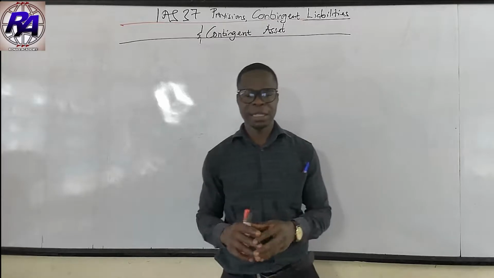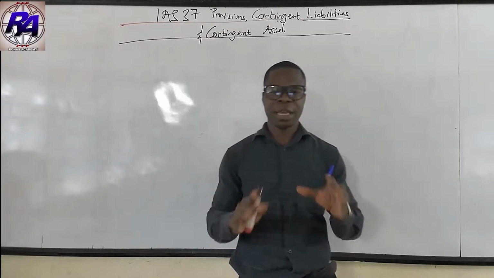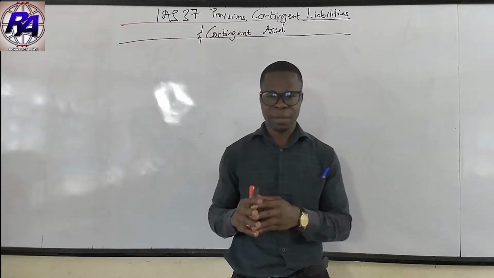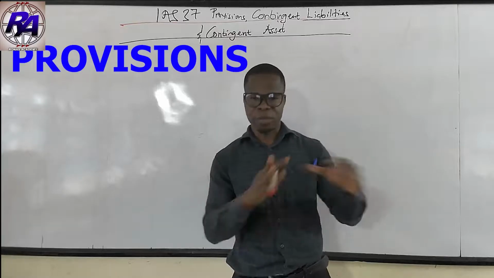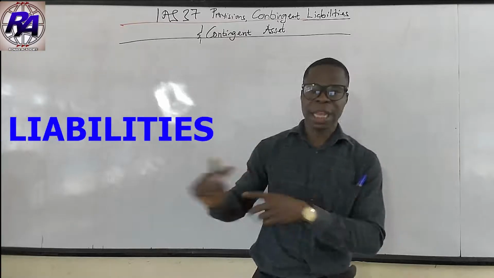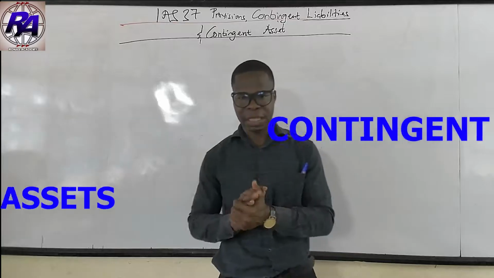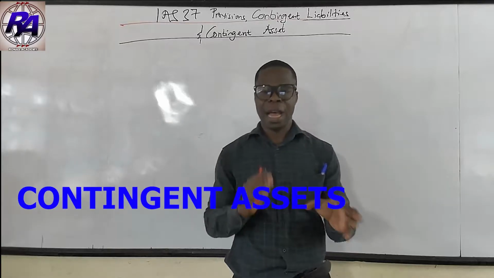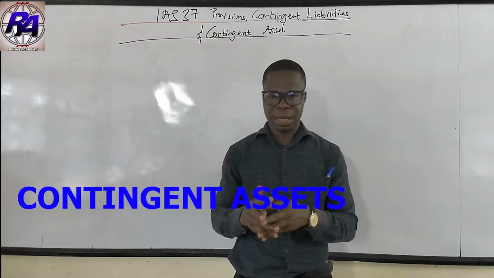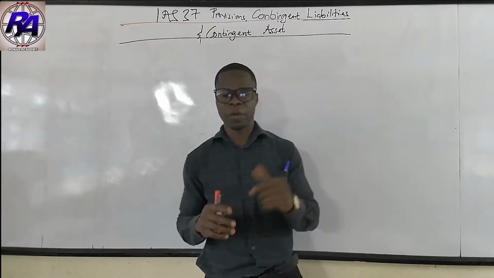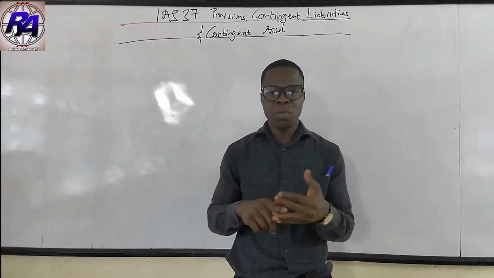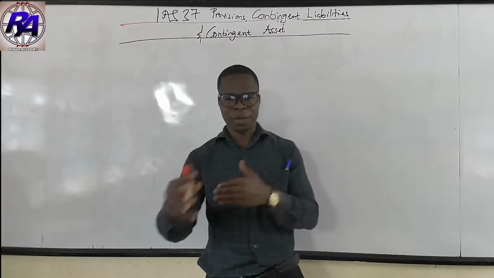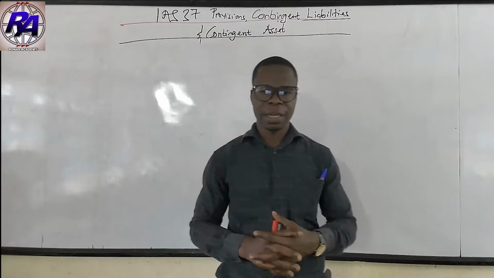IAS 37 is actually categorized under three headings, and they are different from one point to the other. So we have provisions, we have contingent liabilities, and we have contingent assets. These three are dependent on each other. So in this video, we take each of them and see how you will recognize them, how you will measure them, and how you will account for them in the books of an entity.